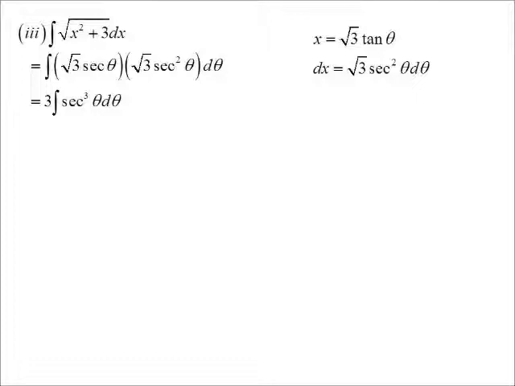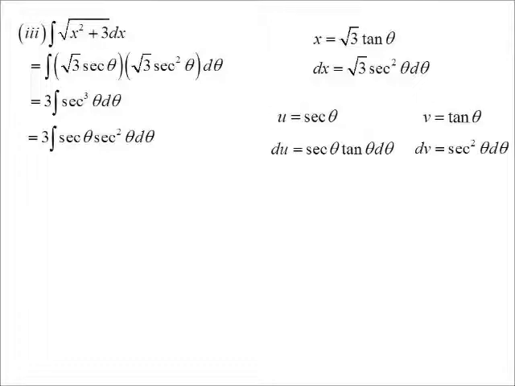Now, that we do by parts, you may remember. So sec theta and sec squared. u is sec theta. du is sec theta tan theta. dv will be sec squared, so v is tan theta. And so I get 3 lots of uv minus the integral of v du.